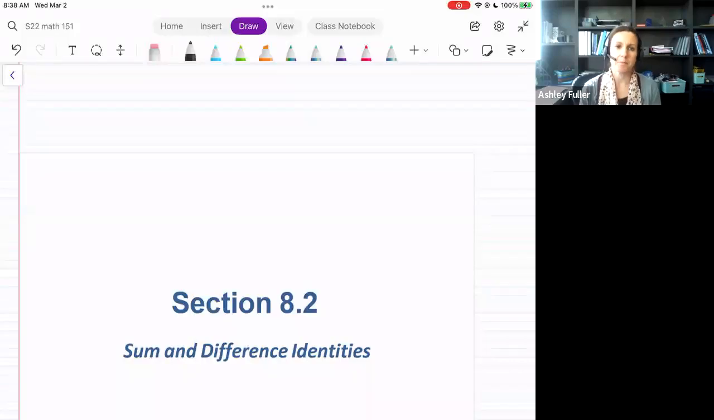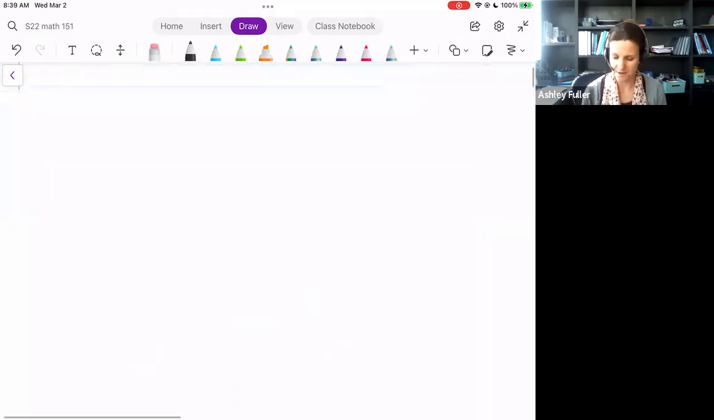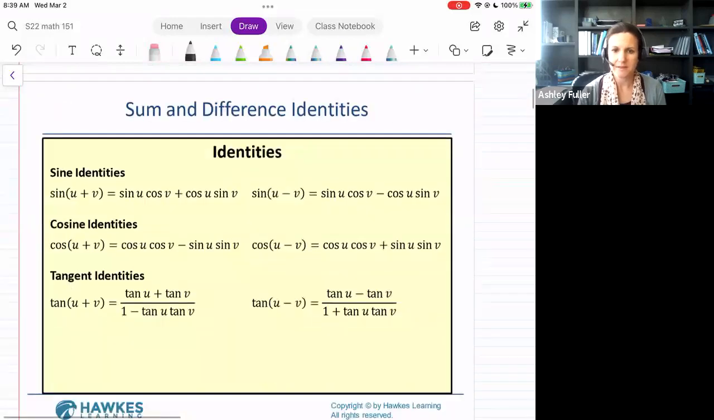Now that we've looked at the basic trig identities, we move into some more complex identities that will come in handy as we solve trig equations. First, we're going to deal with identities that address the sum and difference of angles. I've listed here the identities that we're going to be dealing with.